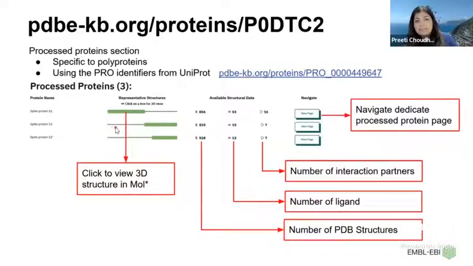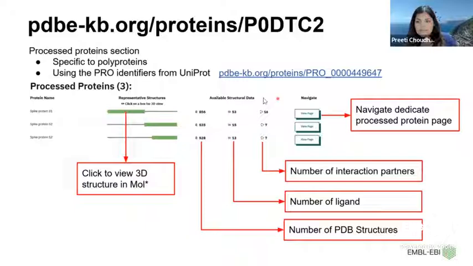In case of polyproteins, like the spike protein over here, you will also see towards the end a section called processed proteins. This essentially shows you a list of all the processed proteins which can be accessed, and they have their separate aggregated view, which can be queried using the PRO identifiers from UniProt. For each of the spike protein processed proteins, you can click on this green colored segment box to view the structure in 3D in MolStar.